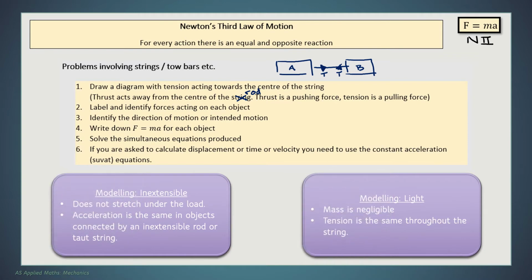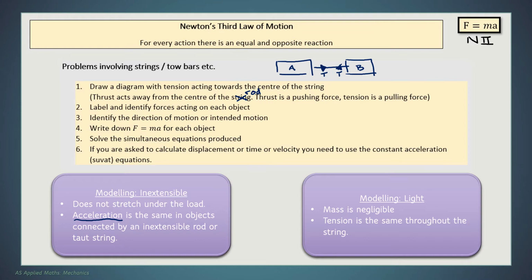We also need to consider modelling here when we're talking about this tension, and this is really important that you get these two the right way round. And in your notes under example 2.5.1, we've got modelling assumptions made, and these are the two modelling assumptions that we have. So inextensible means that it does not stretch under the load, and the way that we use that information is the acceleration is the same in both objects. So when it says the word inextensible within the question, then we can take the acceleration of both particles to be exactly the same.